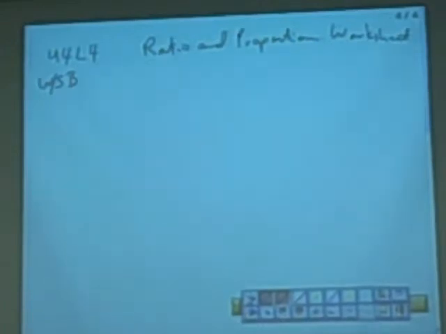This is Unit 4, Lesson 4, and this is Worksheet B. We're working with the ratio and proportion worksheet. And it doesn't say this, but I'm going to write this in here, with unit analysis.